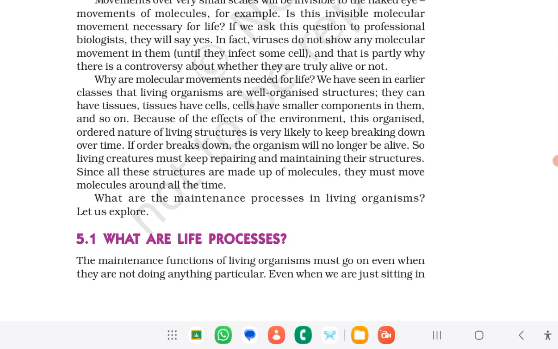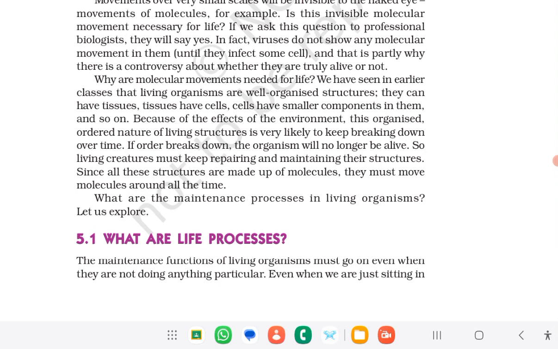We have seen in earlier classes that living organisms are well organized structures. They can have tissues, tissues have cells, cells have smaller components in them, and so on. Because of the effects of environment, this organized, ordered nature of living structures is very likely to keep breaking down over time. If order breaks down, the organism will no longer be alive. So living creatures must keep repairing and maintaining their structures. Since all these structures are made up of molecules, they must move molecules around all the time.